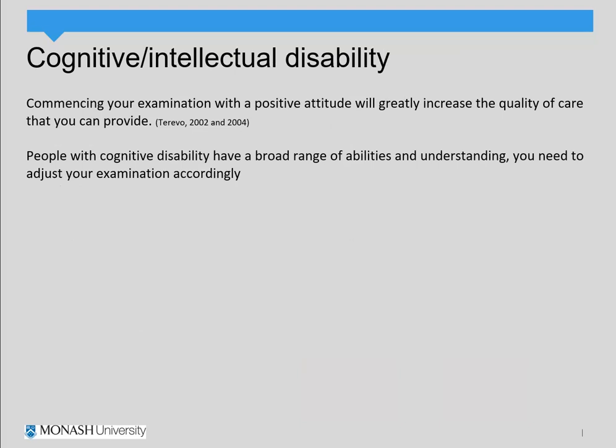So how to interact with someone who has a cognitive or intellectual disability? When you're commencing your examination, do so with a positive attitude. It will actually greatly increase the quality of care that you can provide. And there are a number of published articles that talk about the attitudes of healthcare practitioners and the impact that has on the quality of patient care that they provide to someone with a cognitive or intellectual disability. People with cognitive disability have a broad range of abilities and understanding, so you really need to adjust your examination based on that person's understanding and abilities.